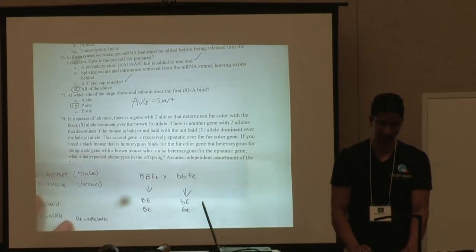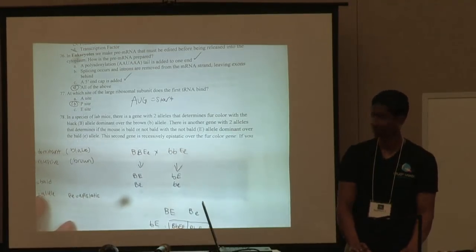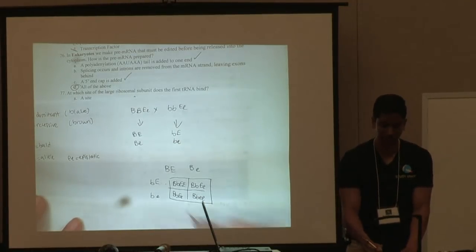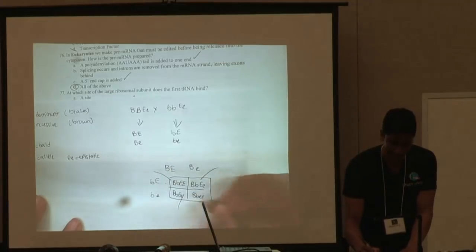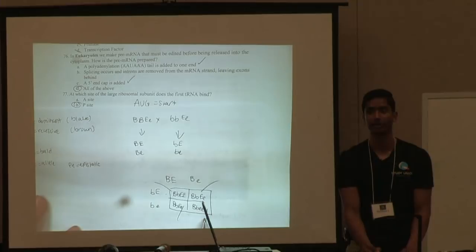So what are the expected phenotypes of the offspring? How many of these are going to be black? Okay, so it could be all of them, right? So this one's black, this one's black, this one's black, this one might be black. But remember, this one is epistatic, right? So it masks the effect of it being black.